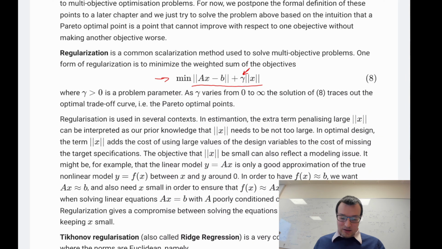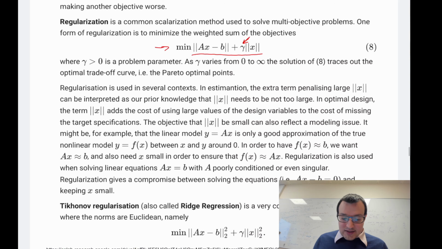And actually, it will make sense later on. I will explain soon why this is called regularization. But the point is this: by varying gamma, you get different trade-offs between the two objectives. Regularization is used in a lot of different contexts.